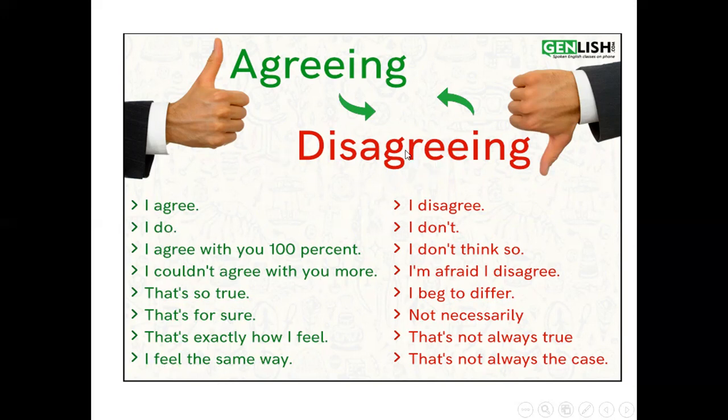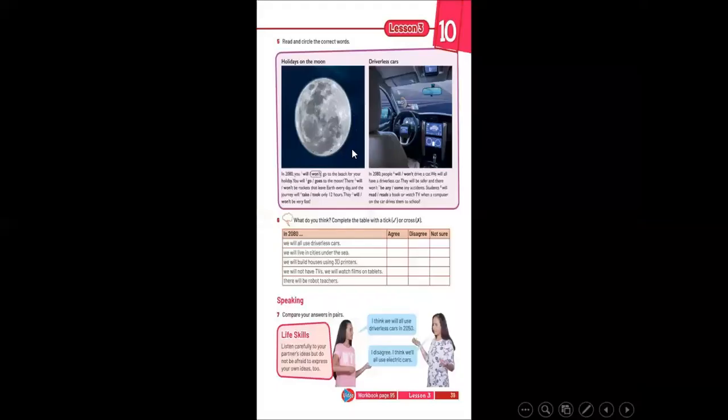So how do you express your disagreement? If you don't agree, I can use: I disagree with you. I don't think so. I am afraid I disagree. And there are other expressions I can use to express disagreement with something. So here, try to open your book, page 39 again.